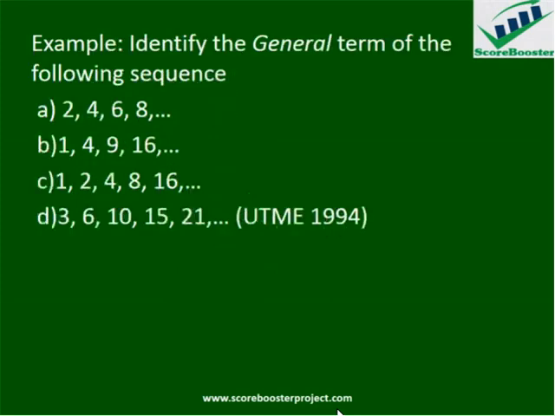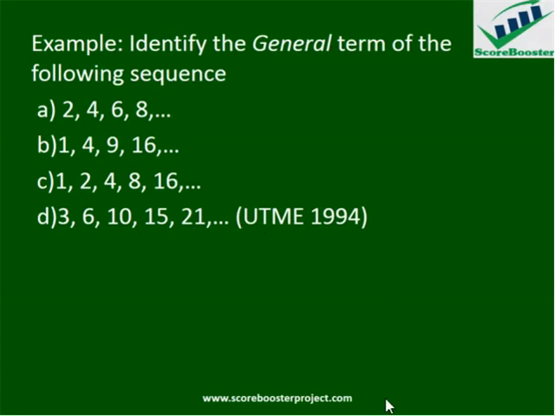So now we move to examples. Identify the general term of the following sequence. The first one, 2, 4, 6, 8. Second one, 1, 4, 9, 16. The third one, 1, 2, 4, 8, 16. And the fourth, 3, 6, 10, 15, 21. And this is the UTME past question, UTME 1994.